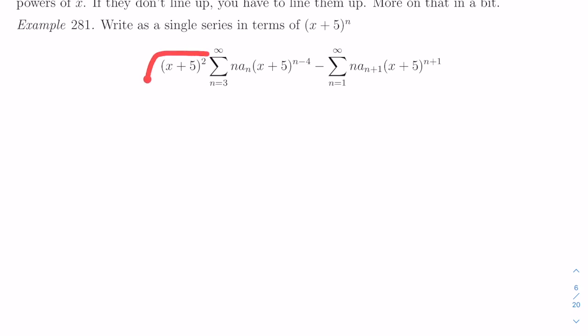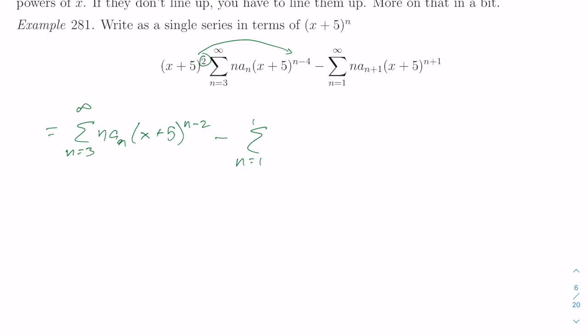All right, let's write this thing as a single series. Well, the first thing is this can go in, right? Those aren't part of the n's. So let's write this. n equals 3 to infinity, n a sub n, that's going to be x plus 5 to the what? Okay, so x squared times n minus 4 is going to be n minus 2. And then minus the sum n equals 1 to infinity of n a sub n plus 1, x plus 5 to the n plus 1.